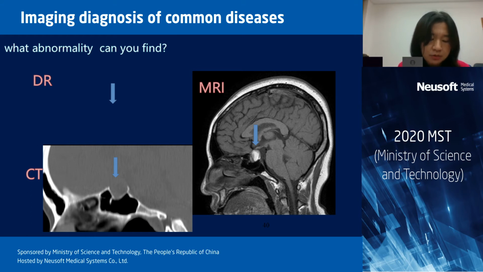What abnormality can you find on DR and CT? Sellar enlargement. Can you find the sellar enlargement? The patient had a pituitary Rathke cleft cyst containing high signal intensity. The hyperintensity may be hemorrhage.